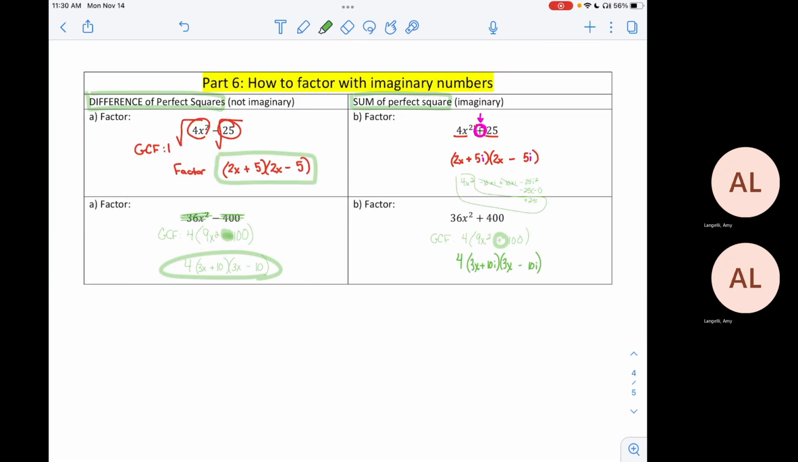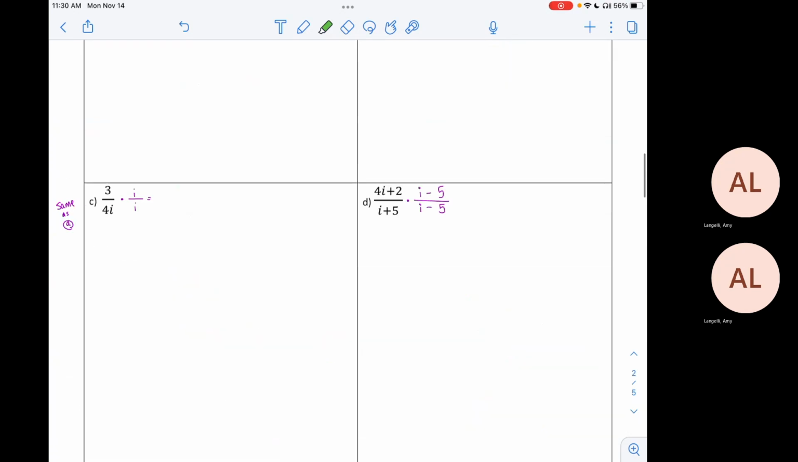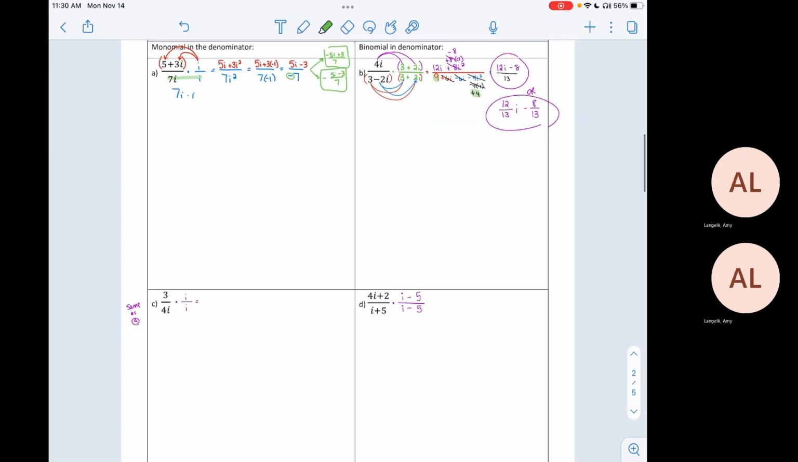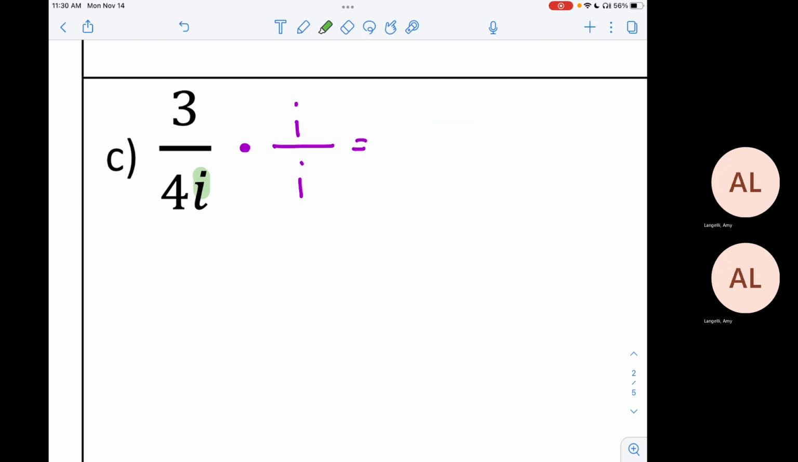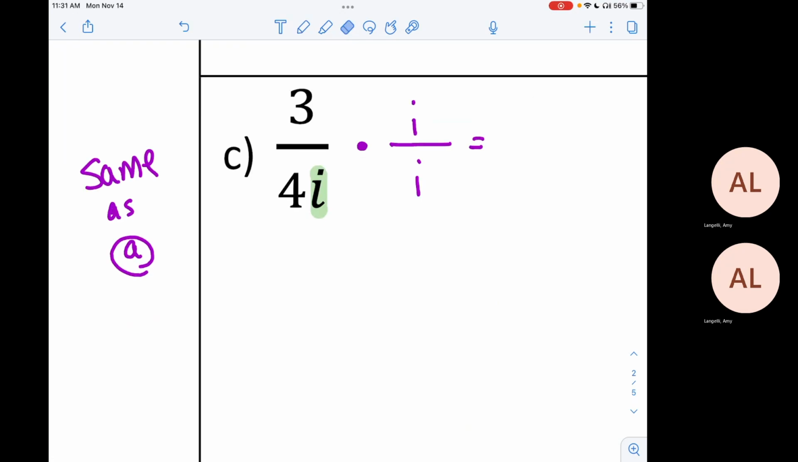I told you that if I finished on time, which we did, I wanted to go back and do those last 2 division problems I didn't get to, because I think this is what's going to trip kids up the most. Let's go back to page 2, part C. I'm highlighting what we're trying to get rid of. What are we trying to get rid of? The i on the bottom. Very good. Does anybody remember the word I used for this denominator? It is a monomial, so we just multiply by i over i.